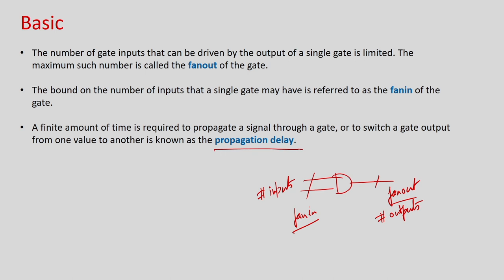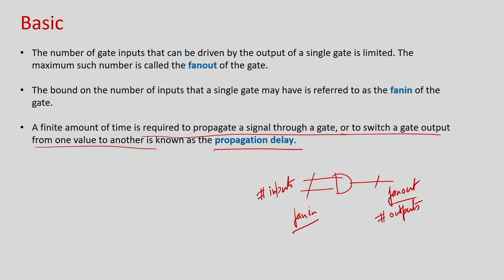There is one more important terminology, called propagation delay in a design, which is a very important factor in deciding the circuit target clock. Propagation delay is the finite amount of time required to propagate a signal through a gate or a switch, that is, to switch the gate output from one value to another. It's kind of the computational delay of the particular gate.